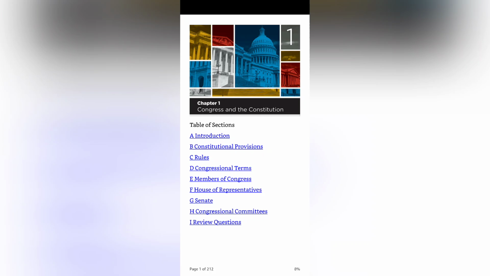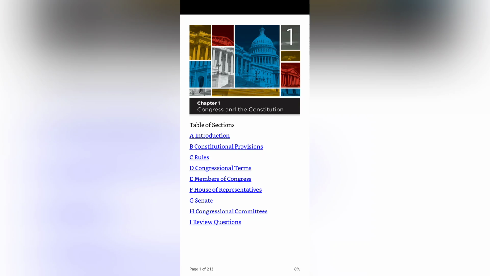Article 1, Section 6 also stipulates that no member, while serving in Congress, may hold any other federal office. As a result, when senators or representatives are appointed to the cabinet, for example, they must resign their congressional office before taking the oath for their new position.